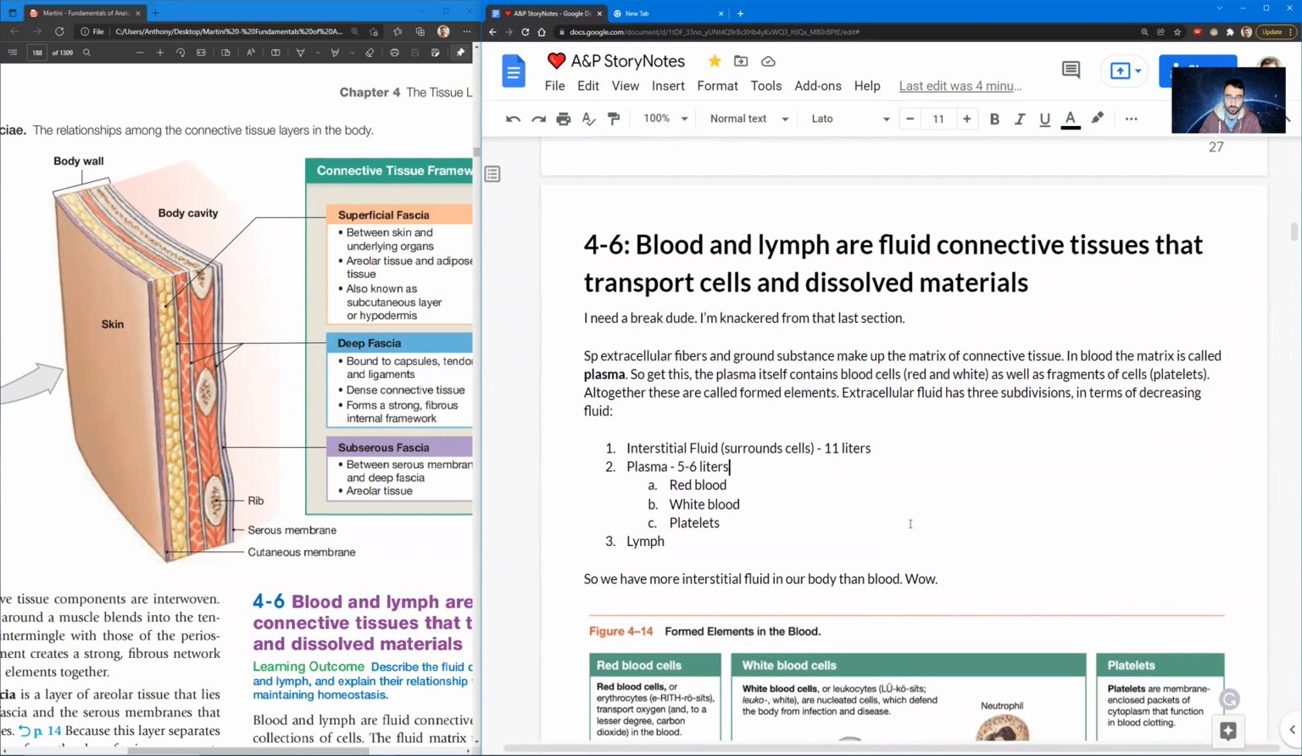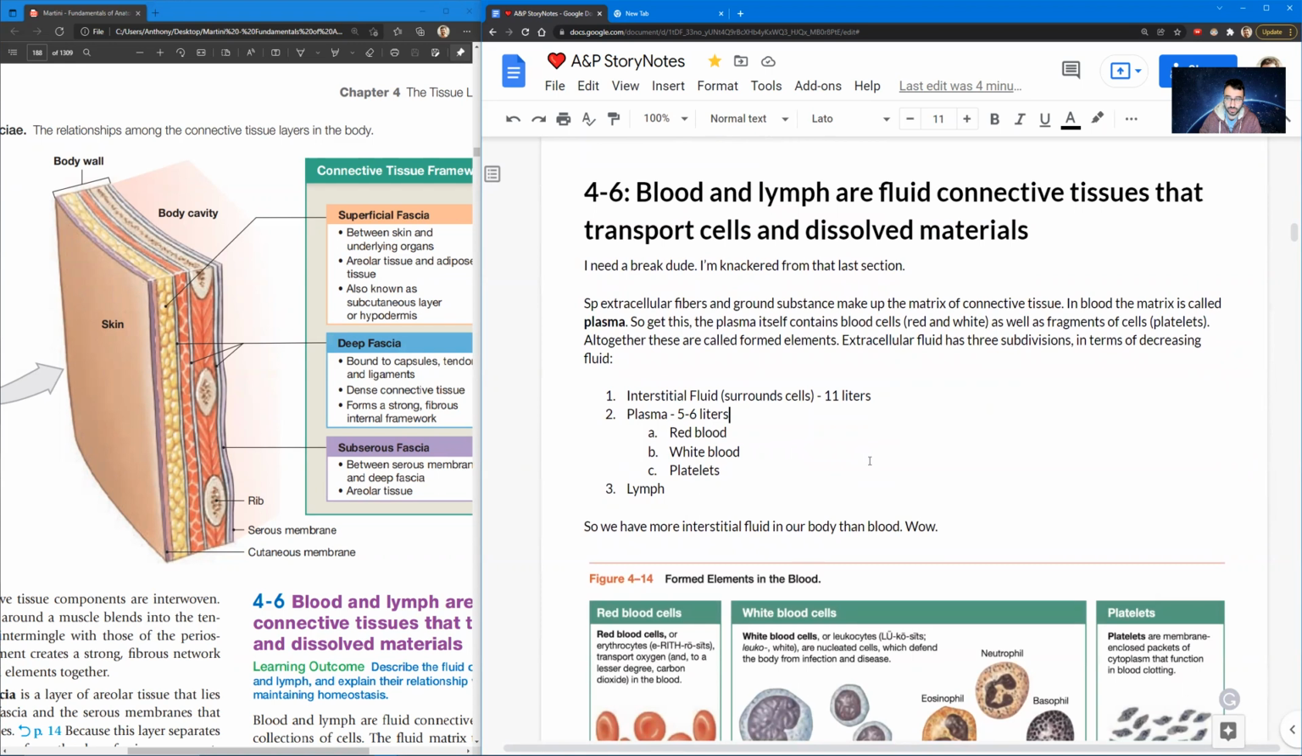So extracellular fibers and ground substance make up the matrix of connective tissue. In blood, the matrix is called plasma. The plasma itself contains blood cells, red and white, as well as fragments of cells called platelets. Altogether, these are called formed elements. We'll learn more about this in the blood chapter.